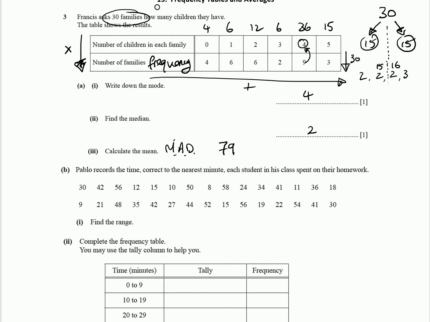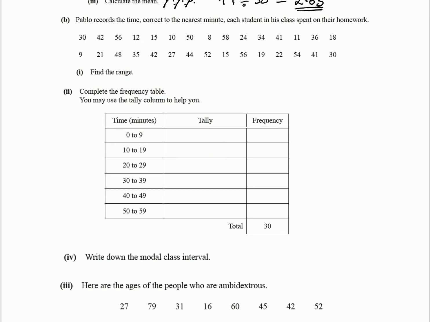That's the multiply, and the add. I now divide by my total frequency, which is 30, to get my final answer. So dividing by 30 gets me 2.63 to 2 decimal places, and that's my mean. Multiply these things together, add it all up, divide by the total frequency. Okay, let's look at the next question.